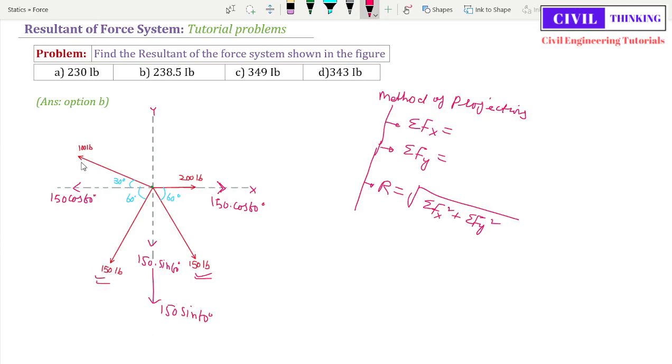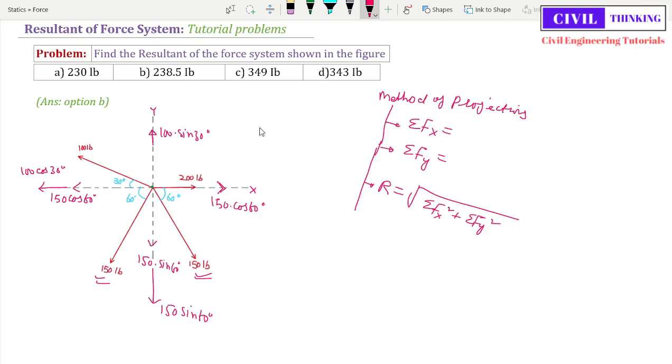So we have found the x and y components of this force also. Now let us find the x component of the 100 pound force. It will be in this direction, 100 cos 30 degrees. Now the y component of this 100 pound will be in this direction. It will be 100 sin 30 degrees. Now this 200 pound is already in the x direction, so we don't have to find its components.